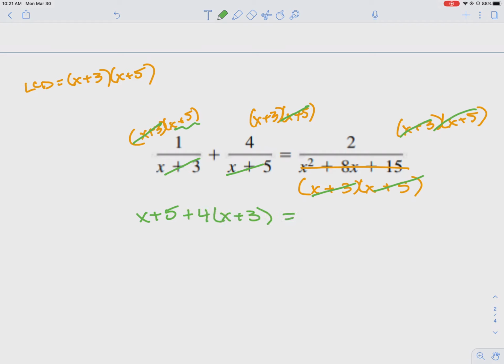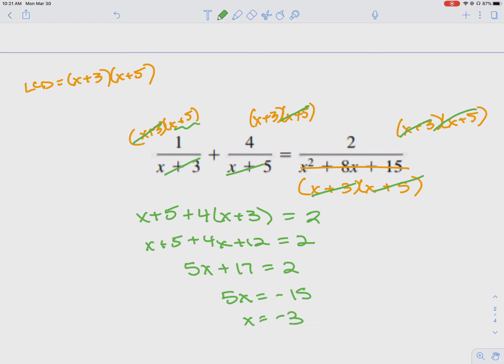And then I just have a 2 on that side. So once again, I'm going to get rid of my parentheses, and I'm going to solve it. So I've got 5x plus 17 on that side, and I'm going to subtract the 17. And I'd get what? Minus 15. And when I divide, I get a -3.